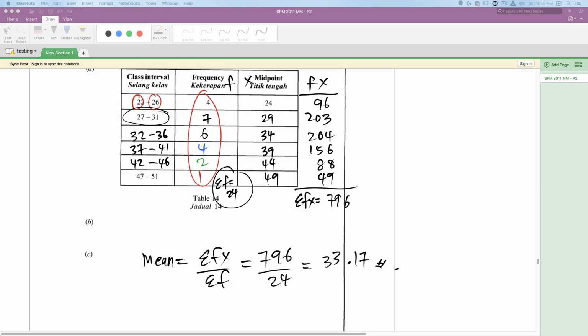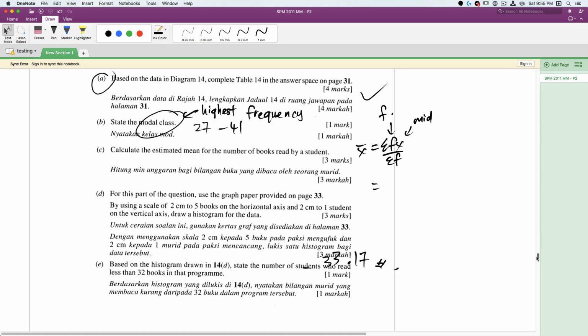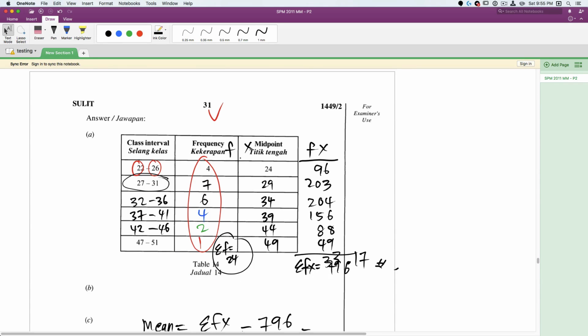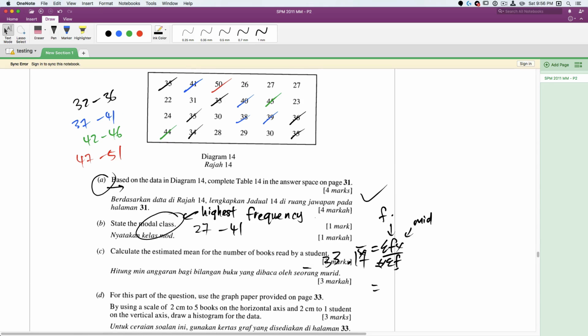Okay, so let me just explain one more time. The first thing is the modal class. The modal class is just the highest frequency. You check your frequency here: 4, 7, 6, 4, 2, 1. So the highest frequency is 7. But the answer is not 7, because they want the modal class. They look for the class, so the class is 27 to 31. Therefore, you will get 27 to 31 as your modal class. You always find from the highest frequency whenever you see the word modal.